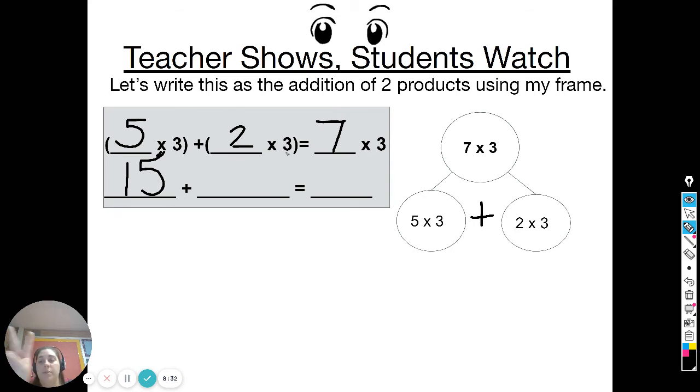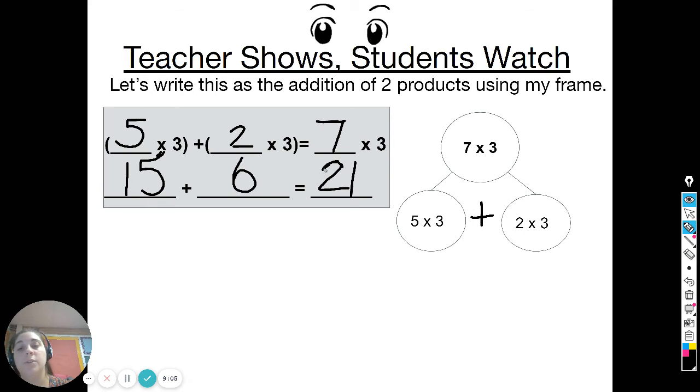Now let's do 2 times 3. So we're going to count by 3s 2 times. 3, 6. So now we're adding 15 plus 6, okay? So we're adding on 6, so I'm going to put up 6 fingers. I'm going to start at 15. Ready? 15, 16, 17, 18, 19, 20, 21.